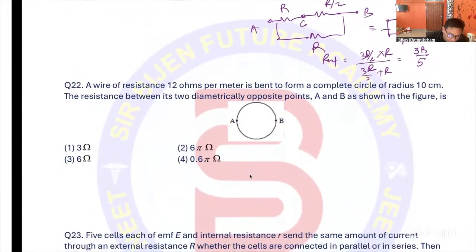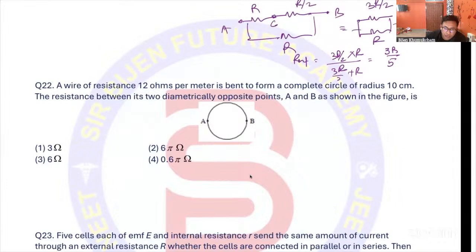Question number 22. Let's solve up to question number 25 for this session. The remaining questions, I will provide the answers in written form.